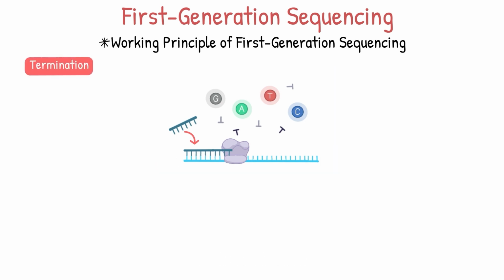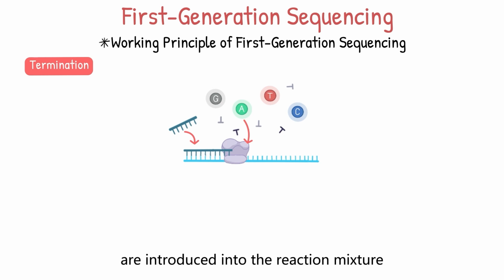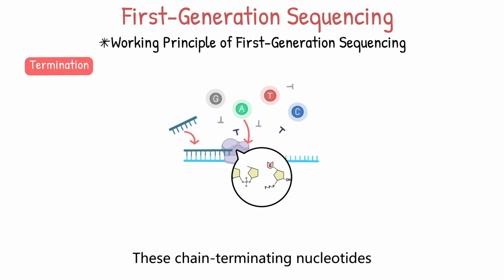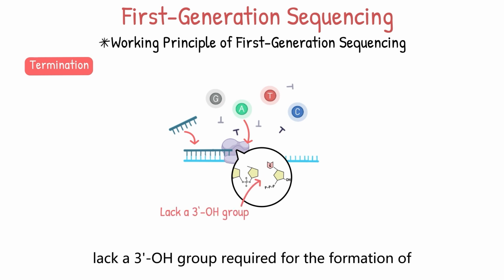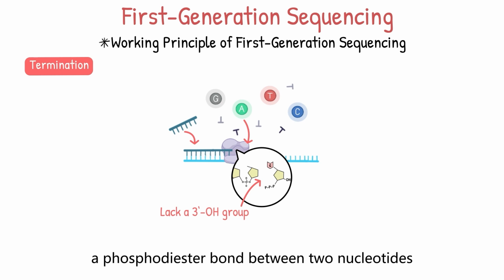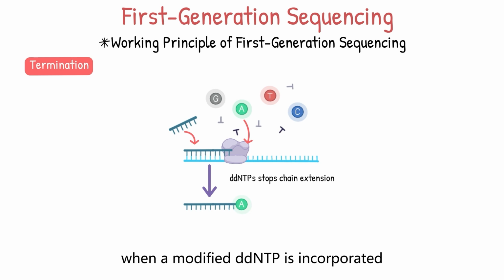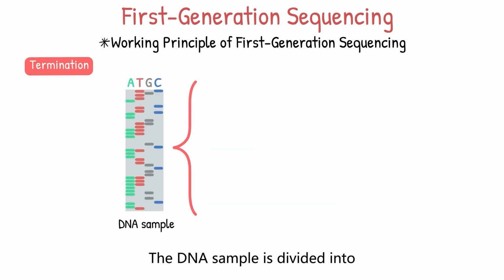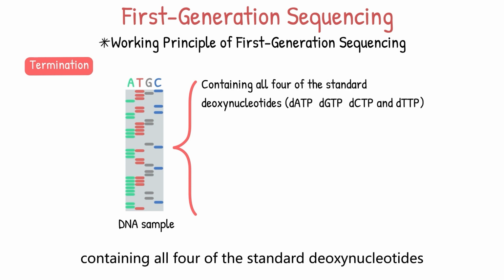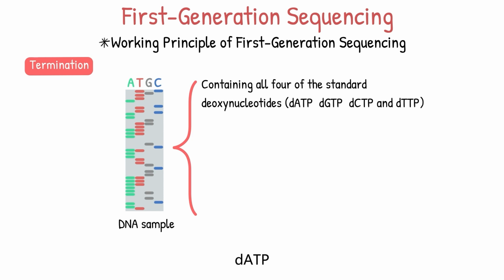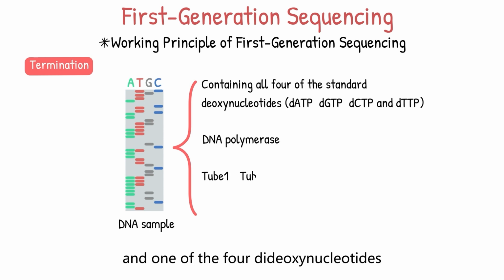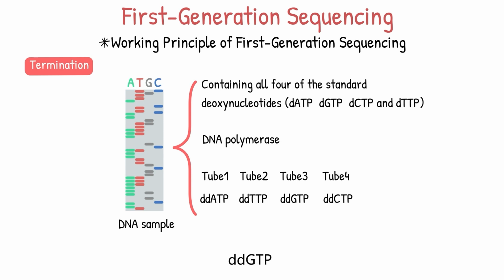Fifth is termination. During the synthesis phase, a special class of nucleotides known as chain-terminating ddNTPs are introduced into the reaction mixture. These chain-terminating nucleotides lack a 3' OH group required for the formation of a phosphodiester bond between two nucleotides, causing DNA polymerase to cease extension of DNA when a modified ddNTP is incorporated. The DNA sample is divided into 4 separate sequencing reactions containing all 4 of the standard deoxynucleotides: dATP, dGTP, dCTP, and dTTP, the DNA polymerase, and one of the 4 dideoxynucleotides, ddATP, ddGTP, ddCTP, or ddTTP, in each reaction.